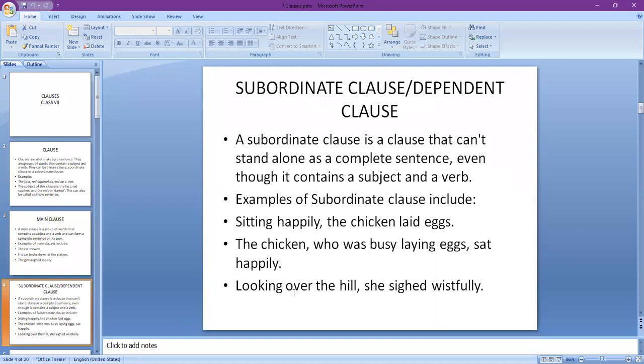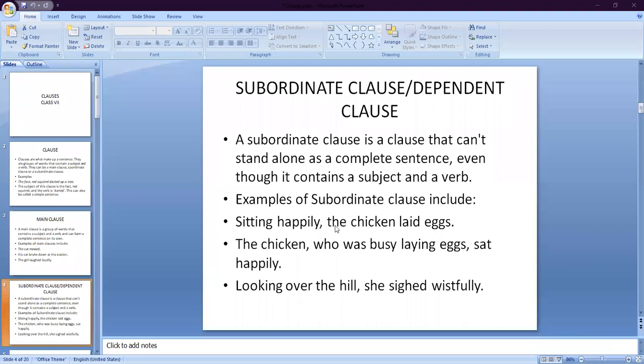Now coming on to the subordinate clause or the dependent clause. Now this is something very interesting. A subordinate clause is a clause that can't stand alone. Which means if you are going to use only a subordinate clause, it is not going to make sense in a sentence. I'm repeating myself, it is not going to make any sense.